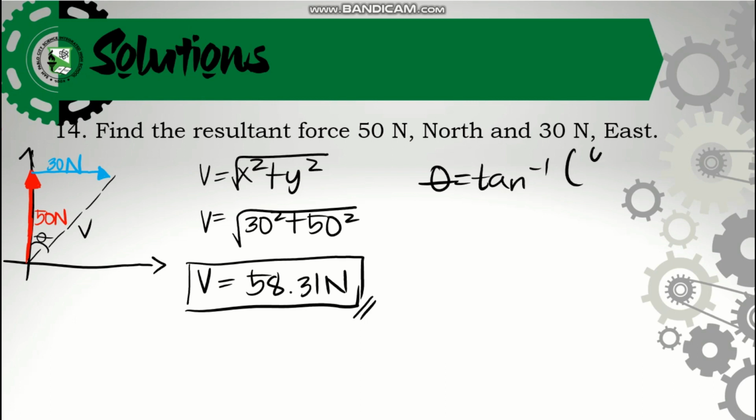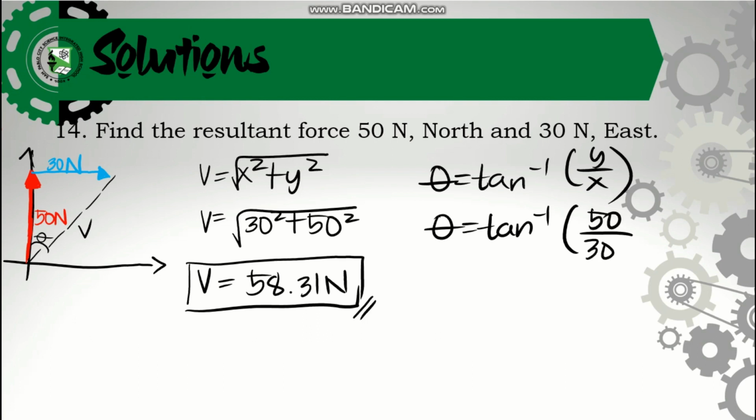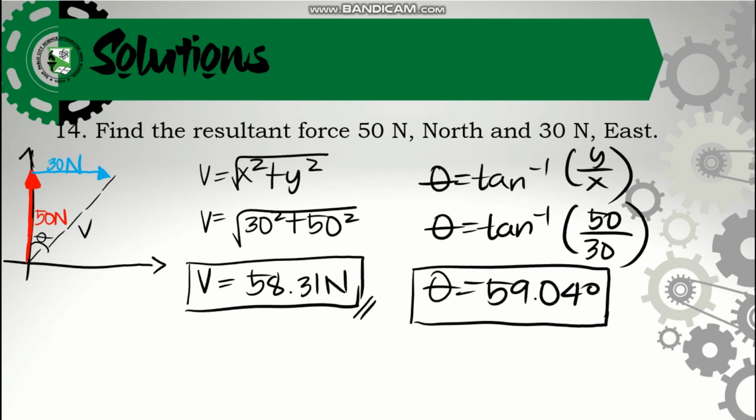In our angle, we have here angle is equal to inverse tangent y over x, where our y is 50 and then our x is 30. Will give you 59.04 degrees. So this one, finding resultant force, actually it's very easy for you because it's just a simple Pythagorean and then the inverse tangent. So don't forget the two formulas.